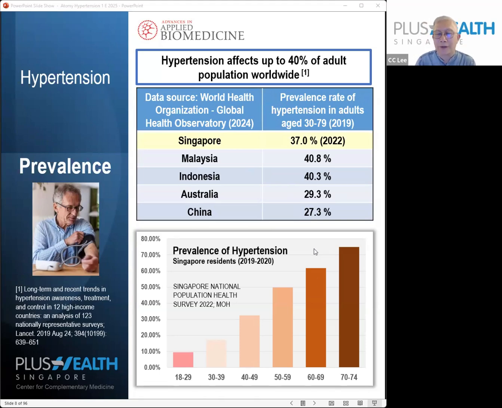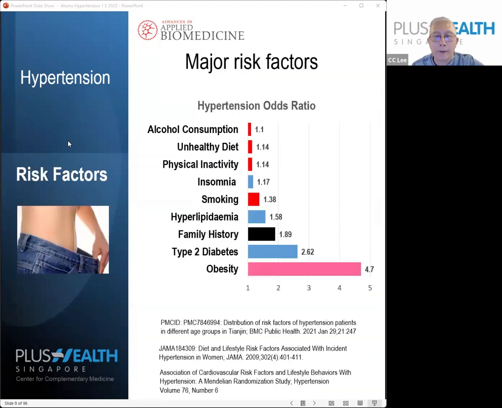Now, you look at Singapore statistics itself. The prevalence rate of hypertension, of course, increases with your age itself. Above 50 years old, more than 1 in 2 Singaporeans are suffering from hypertension. That is how prevalent hypertension is, even in Singapore itself. That means that if you are above 50 years, I'm quite sure one in two of them will suffer from hypertension. So this is a very high prevalence rate itself.